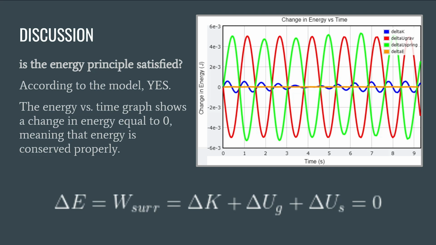Now, was the energy principle satisfied? The answer to this is yes. If we look at the energy versus time graph, you can see that the orange line denoting the change in energy is always 0. This means that the energy was conserved and not lost, rather it changed form. The equation at the bottom of the slide shows this idea in a formulaic form.